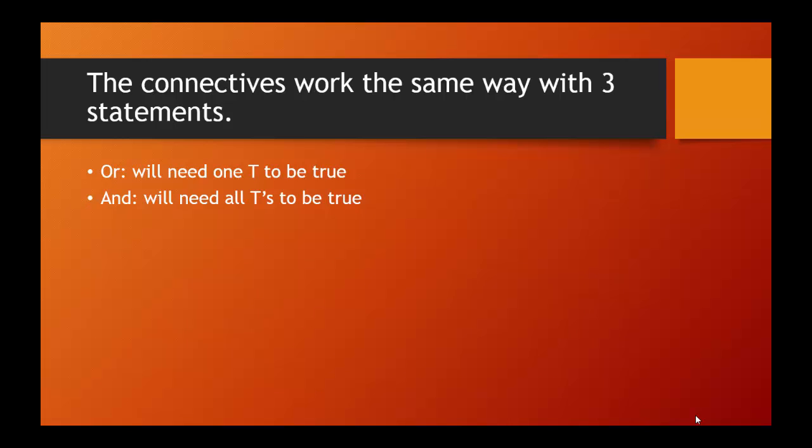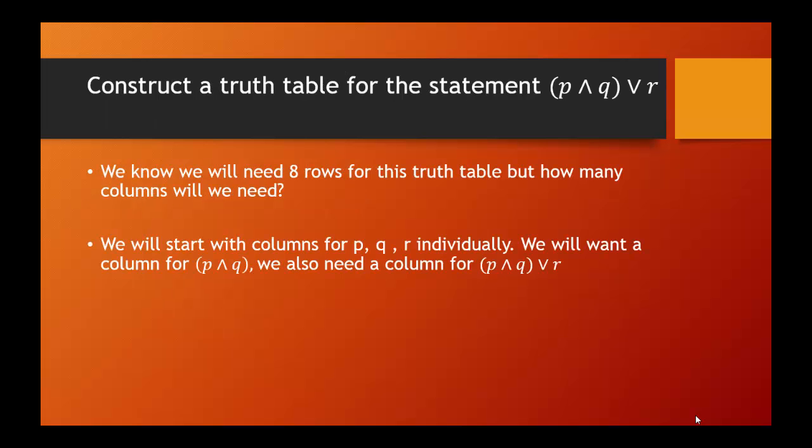All right. The connectives that we've worked with so far, just and and or, are going to work the same way. So when I get or, I'm going to need 1 true for the statement to be true. When I have and, I'm going to need them all to be true for my whole statement to be true. Okay. So let's start with this one. Let's make a truth table for (P and Q) or R.